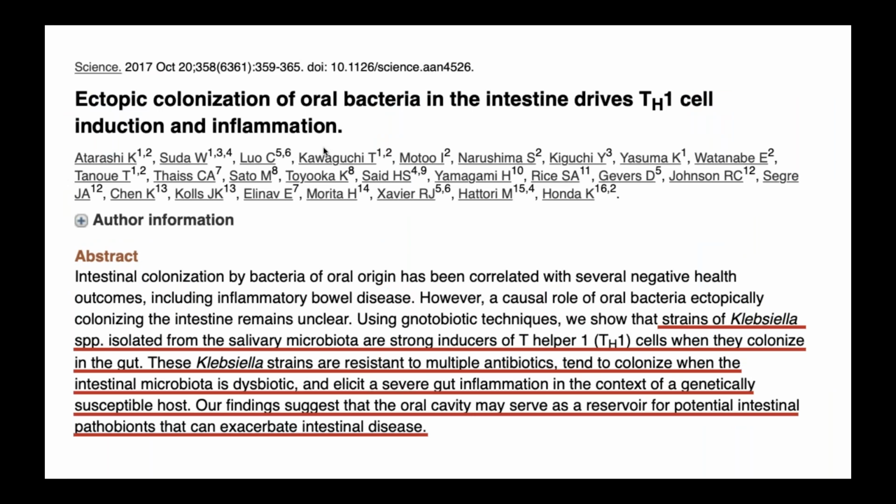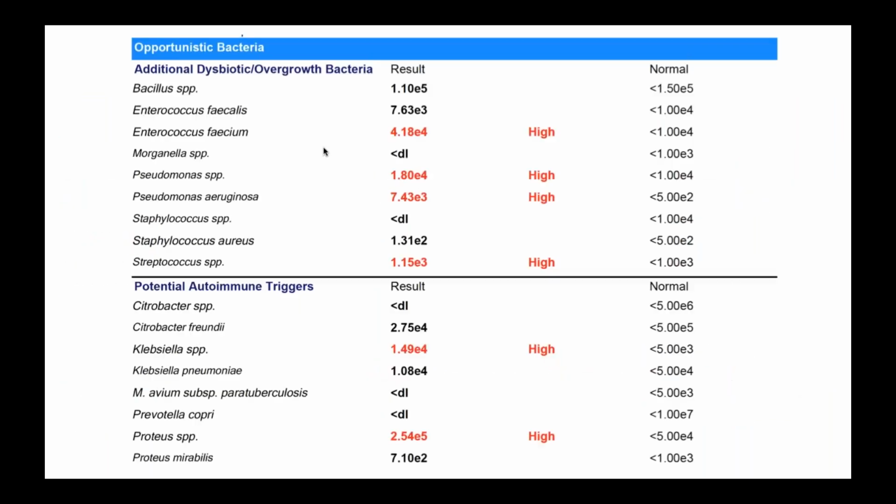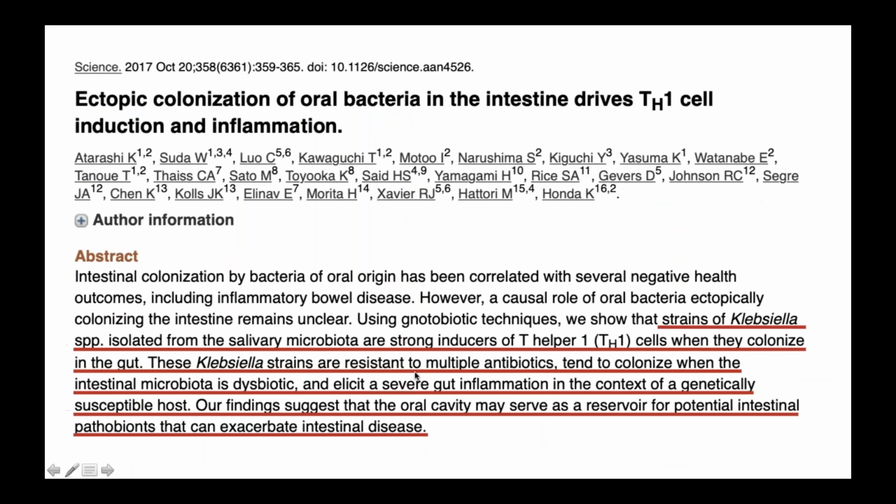So this is a research article that just came out recently, fleshing out the role of Klebsiella in the gut. We just talked about Klebsiella being elevated in this particular patient. You can see Klebsiella as a group here is at 1.49 e to the fourth, which is almost an order of magnitude higher than the cutoff. Klebsiella pneumoniae is also present, but not quite at the cutoff level. Going back to the research article, they say strains of Klebsiella species isolated from the salivary microbiota are strong inducers of Th1 type cells. Those are pro-inflammatory cells.